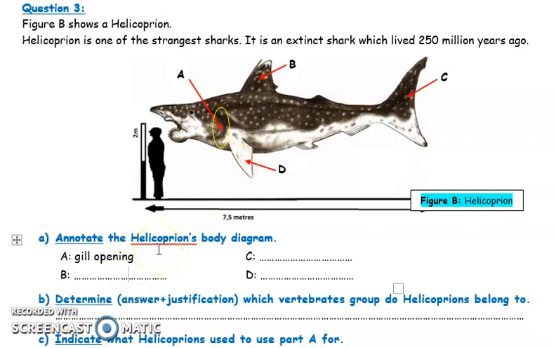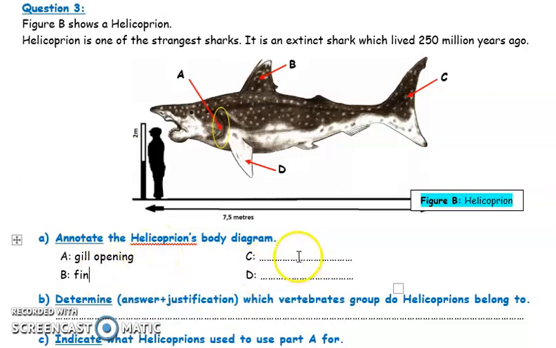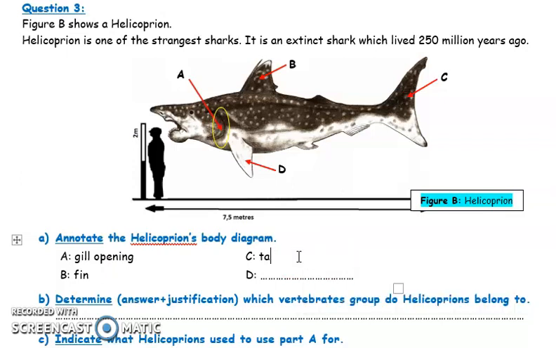What about B? B is a fin. C is the tail fin. And D is another fin. So, A is the gill opening. B and D are fins. C is the tail fin of this shark.